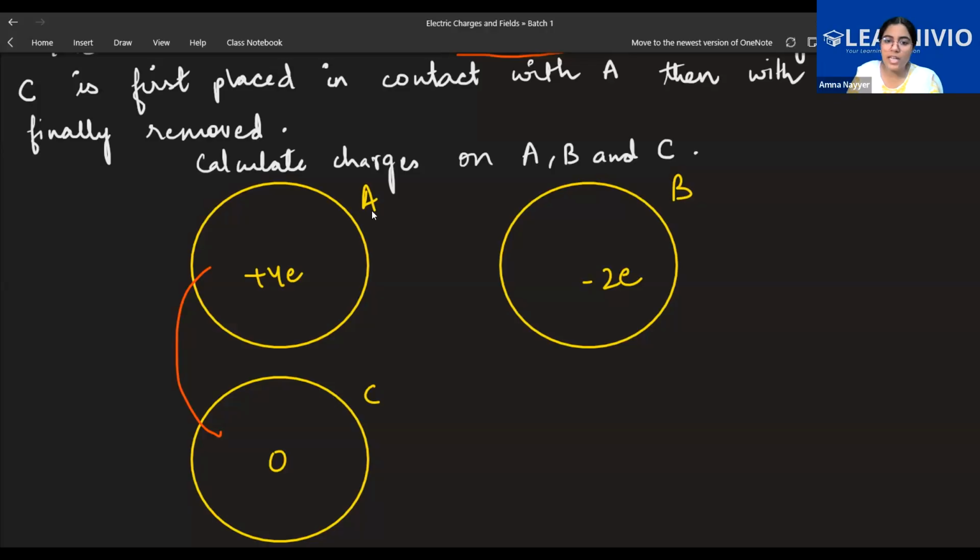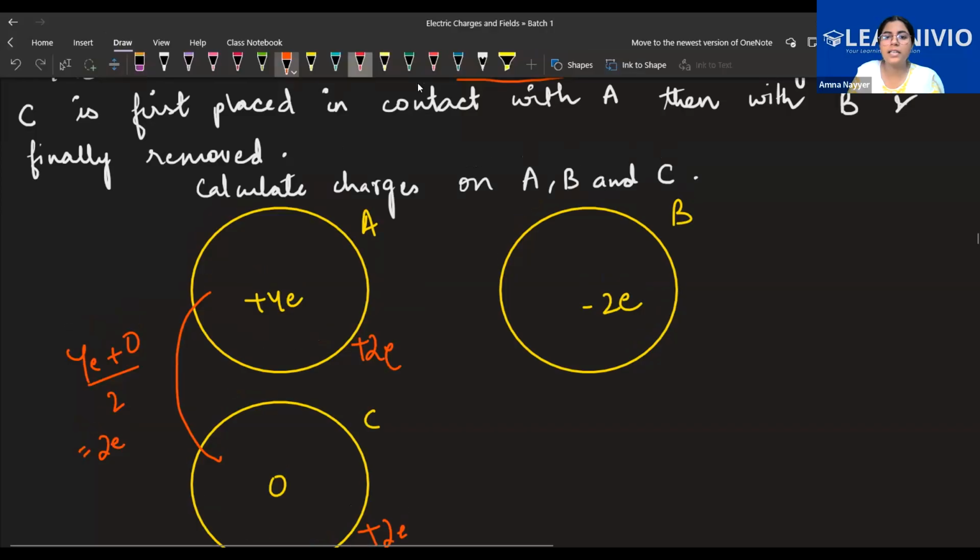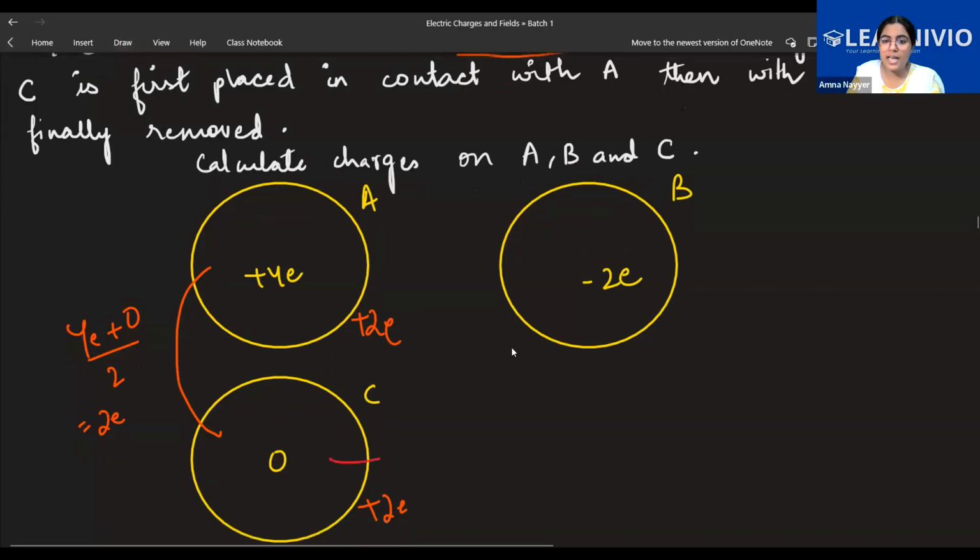So Ali, you tell me, when A and C are put in contact with each other and conduction occurs, what are the charges on them after conduction? Yes, 2e on both of them. This will receive 2e and this will also receive 2e, because we have 4e plus 0 divided by 2, which is equal to 2e.